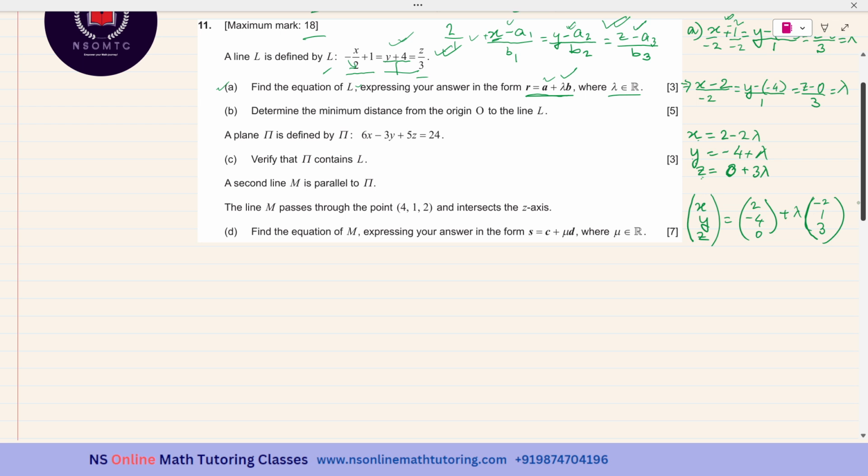And this position vector can be written as r. So r is equal to 2, negative 4 and 0. So the vector a over here is 2, negative 4 and 0, plus lambda, and the vector b is negative 2, 1 and 3.